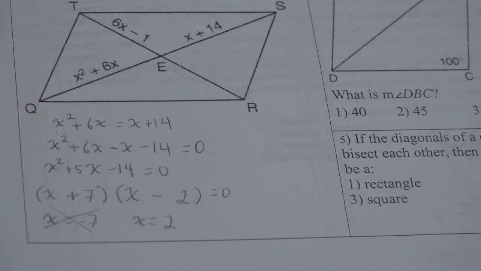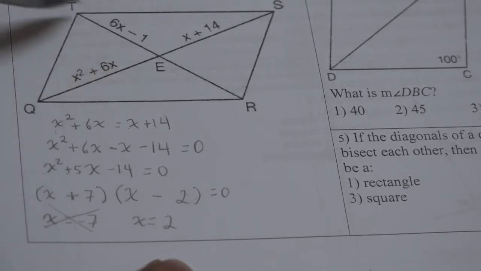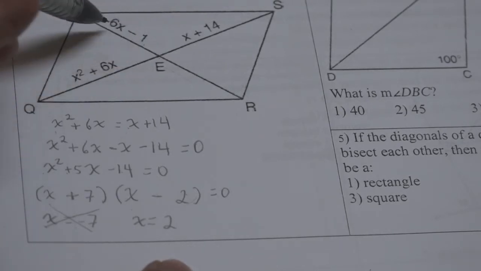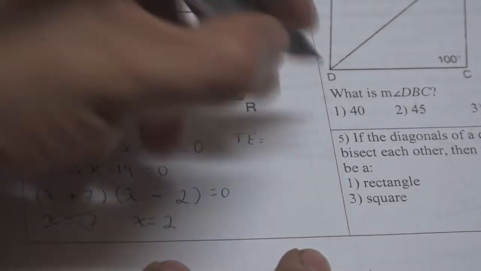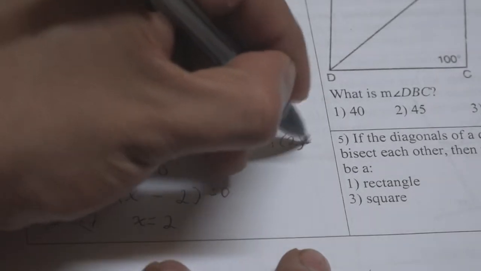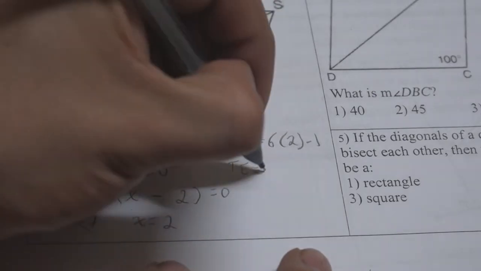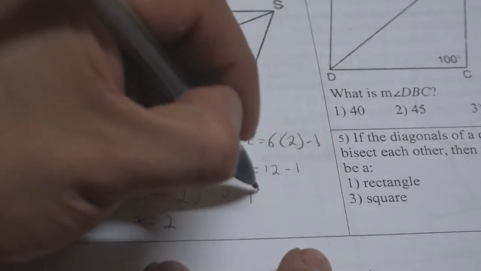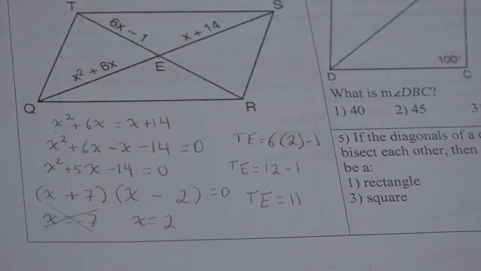Okay, we discard that one. And now x is 2. Question is, what is the measure of TE? Well, x is 2. So TE, where TE is right here, is 6x minus 1. So 6 times 2, so I'm going to write it over here. TE equals 6 times 2 minus 1. Okay, 2 is x. And then TE equals 12 minus 1. And you already know what the answer is right here. TE is 11. Let's move on to the next problem.